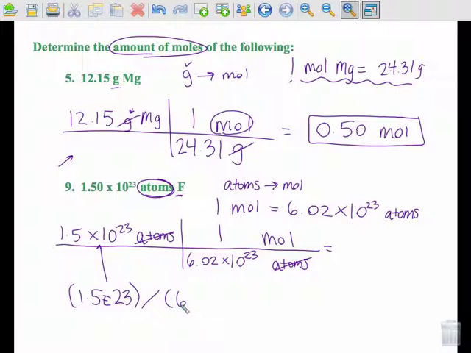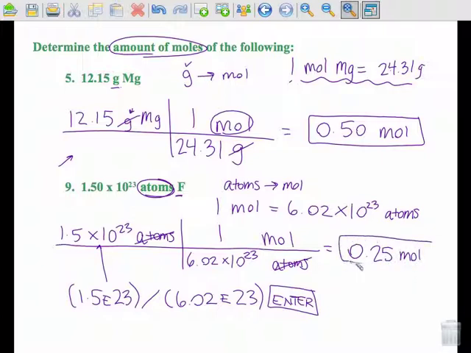Open parentheses again. Now you're going to put the 6.02 times 10 to the 23rd. So you're going to do 6 decimal 02. Again, you're going to do second E, and now 23. Close the parentheses and hit enter. If you've entered that correctly, the answer you should get is 0.25 moles.